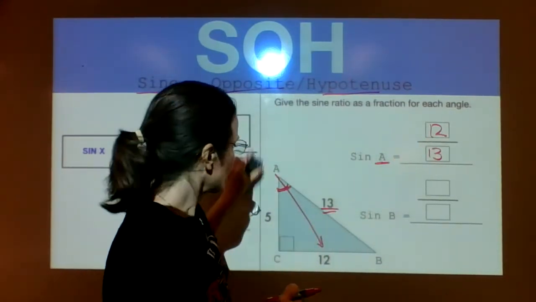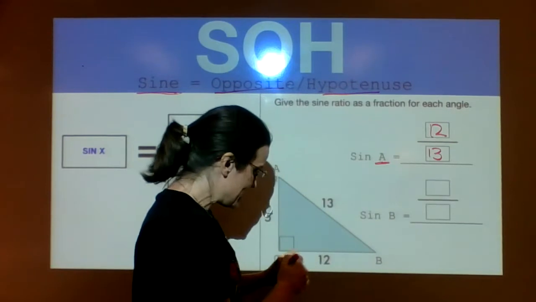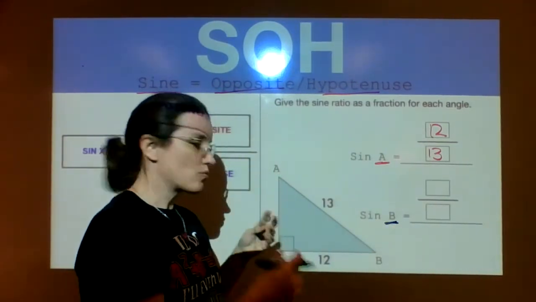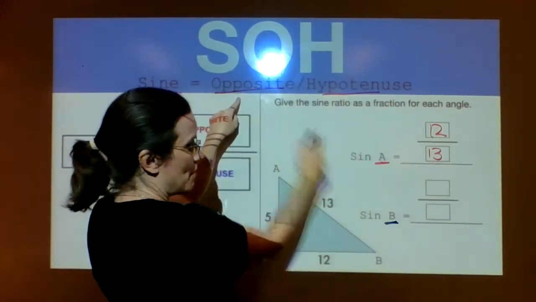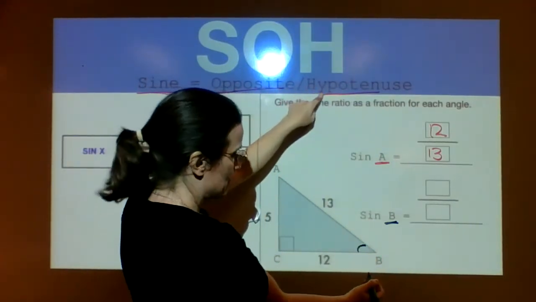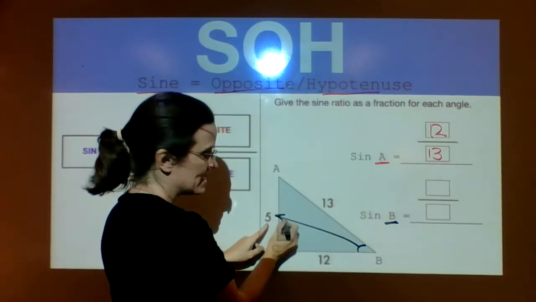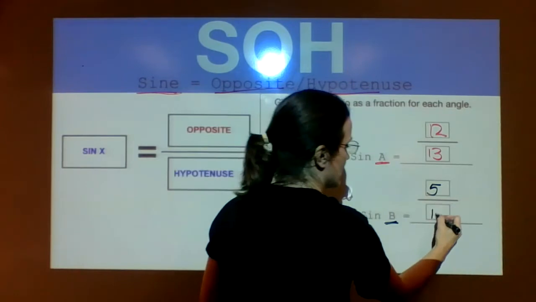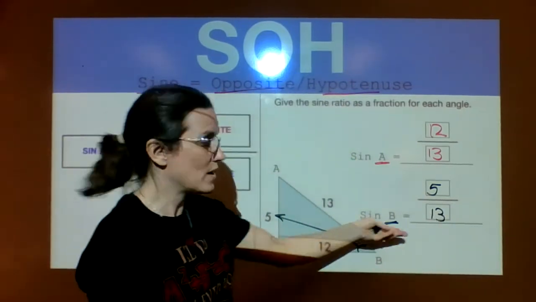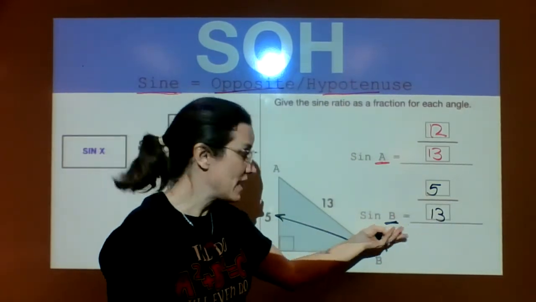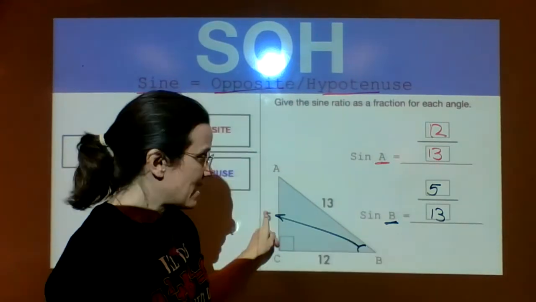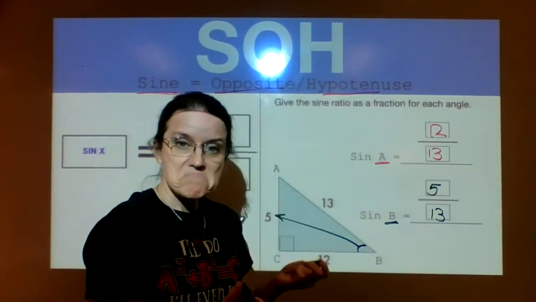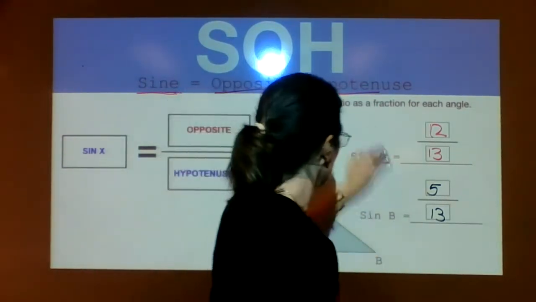All right? If I'm focusing on B now, if I want to find the sine of B, I am looking for the ratio of the side opposite to angle B and the hypotenuse. The side opposite angle B is 5, and the hypotenuse is still 13. So no matter what angle this is, I don't know what it is, but whatever it is, the opposite side over the hypotenuse is always going to be 5 over 13. Interesting fact.